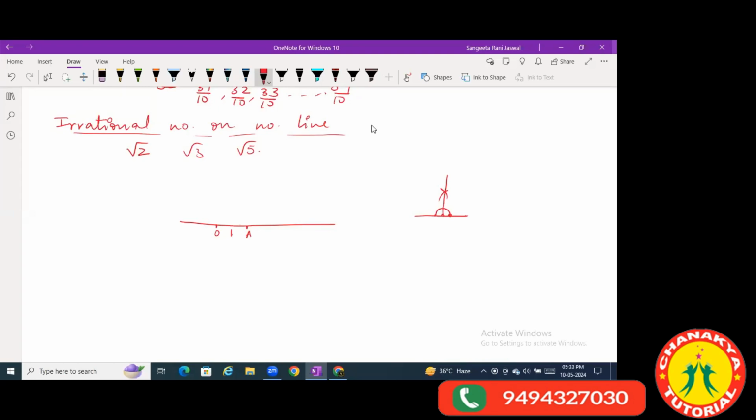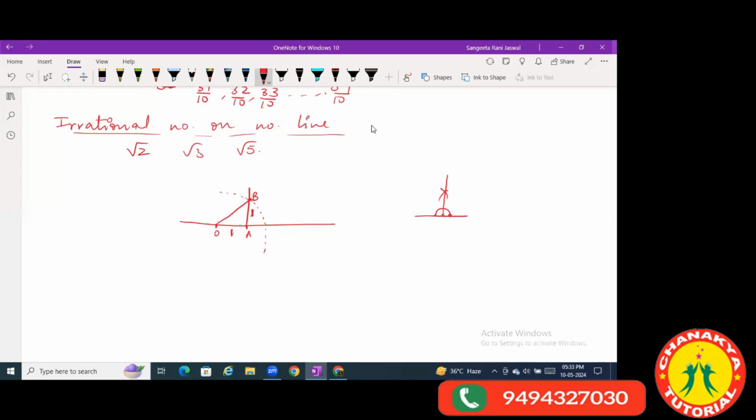So at point A, you have to make a perpendicular, right? And take that perpendicular to 1 unit distance. So if this is 1, take this also as 1 unit, or you can take it 1 centimeter. Now this point is named B. Now you join O with B, okay? And keep your compass at point O and measure the distance OB, and then just make a big arc like this.